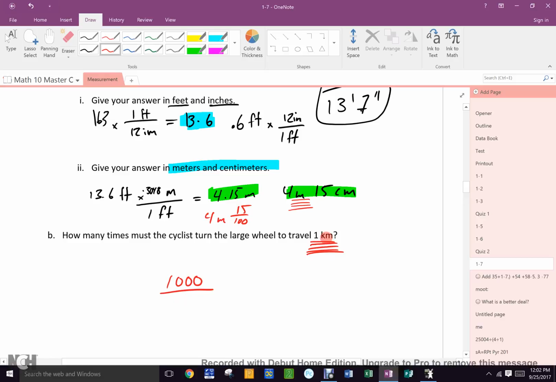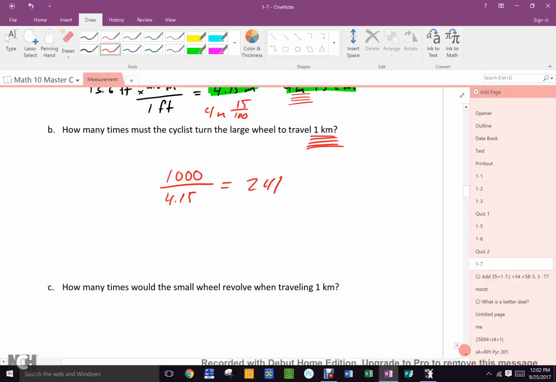No, I've already done the 1,000. I did that in my head. 4.15, because I'm allowed to use decimals because I'm working in meters. And I get something like 241. Everybody good?